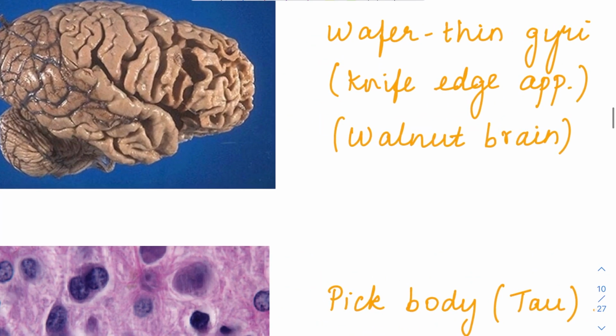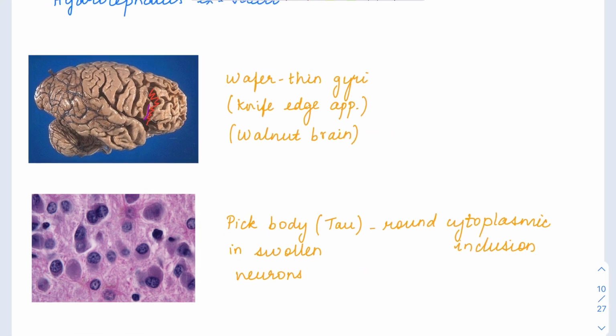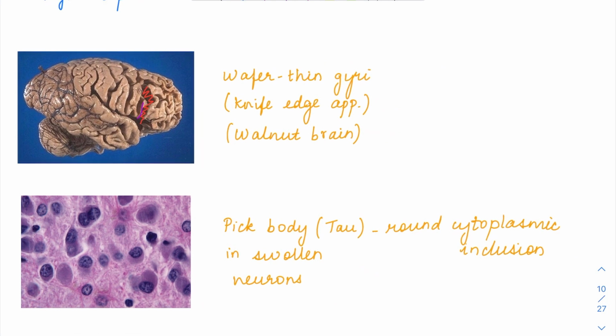Okay, so tau is going to be mutated again here, and here the classical feature will be in the frontotemporal region. You can have the gyri, which are very thin. So rather than being bulging, this gyri is going to be very thin, and the sulci are quite widened. If you see this sulci here, this sulci is quite wide, and this is the gyri, which is very thin, like a paper or a knife edge. So it is called a knife edge appearance or a walnut brain kind of appearance.